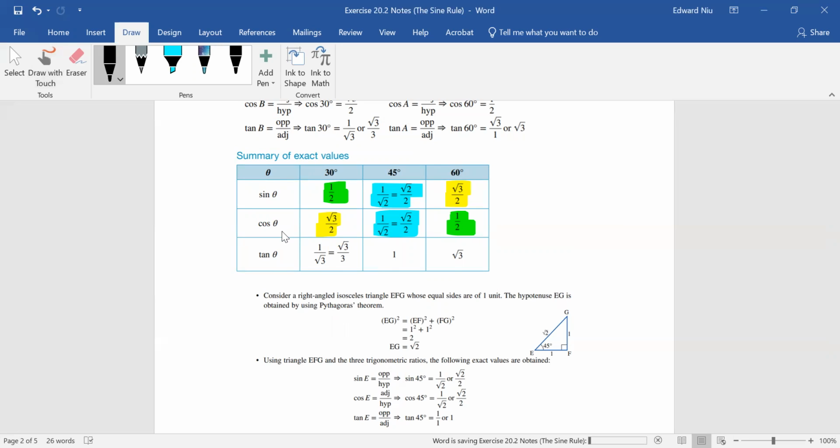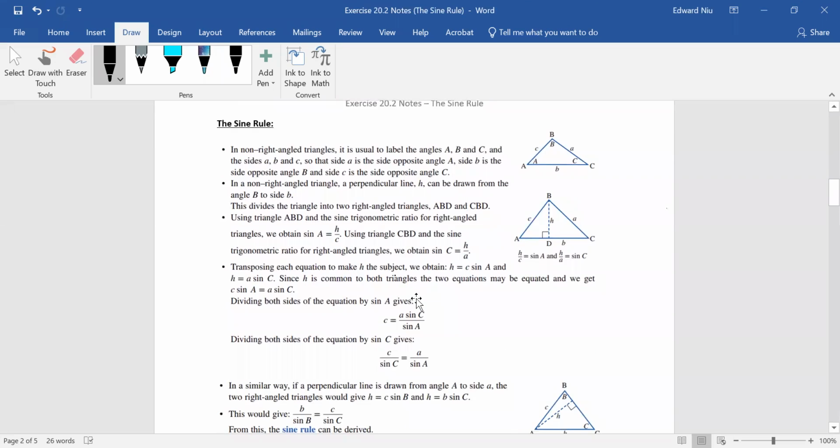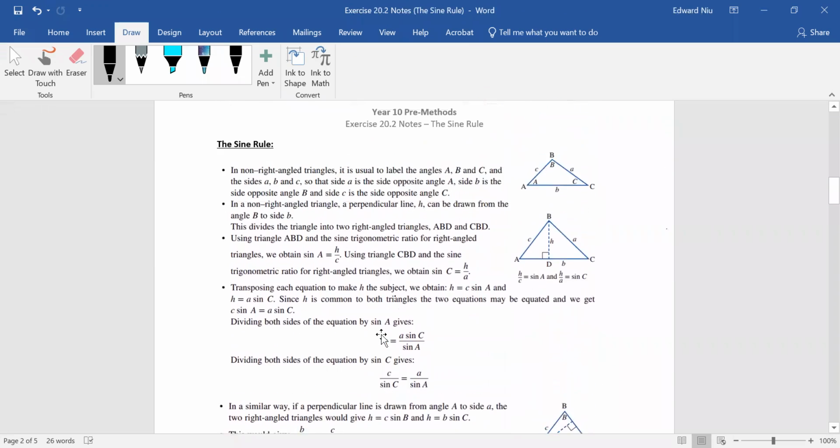But for now, what I want you to take away from the introduction to chapter 20 is the angles and the side lengths of triangles are related, okay? And this is where the sine rule kicks in. There's a massive blurb here. So what we're gonna do is we're gonna pick and choose the important stuff, okay?